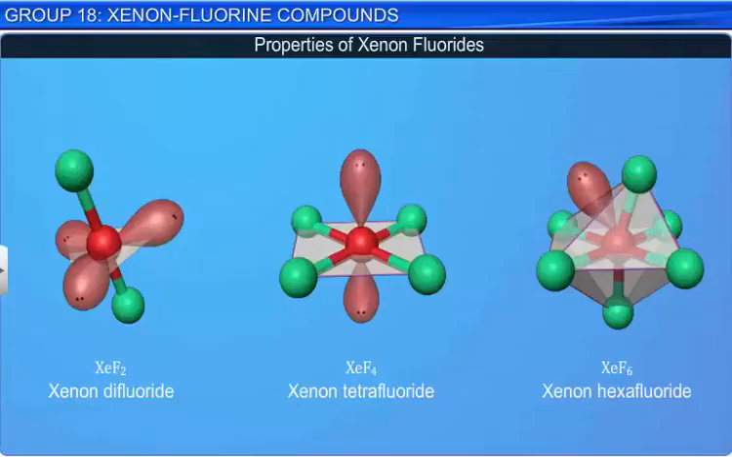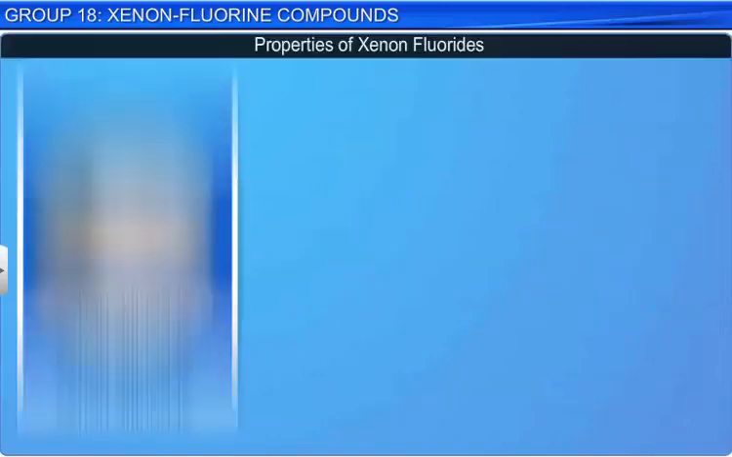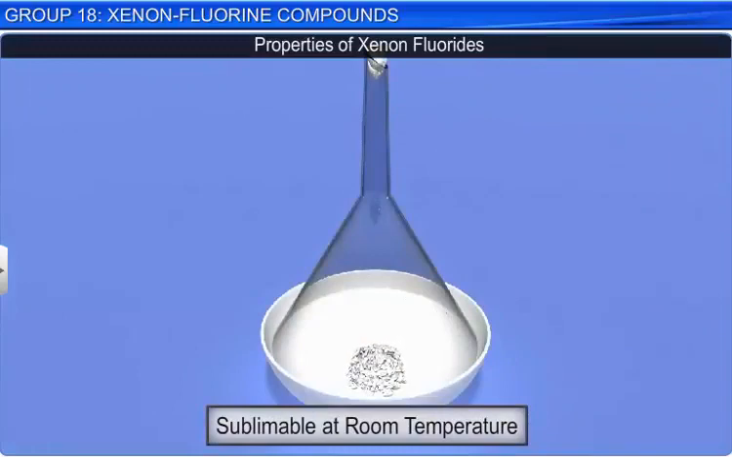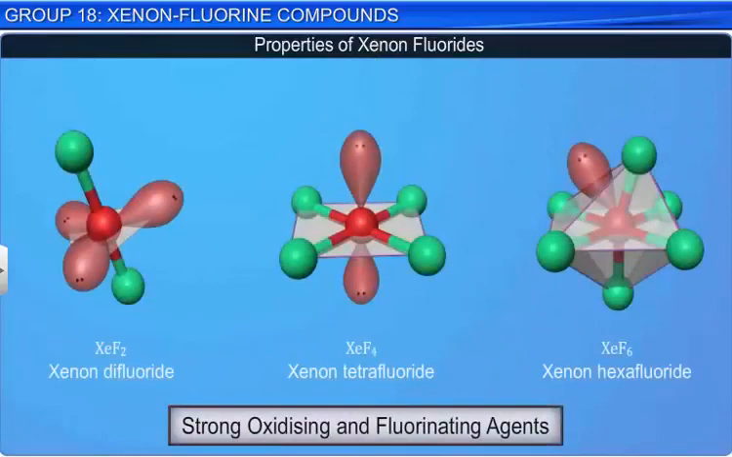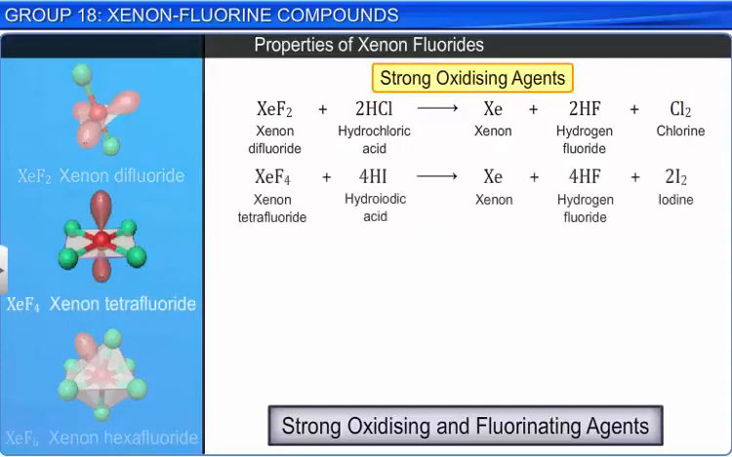Finally, let us study the properties of xenon fluorides. All the fluorides of xenon are white crystalline solids. They are sublimable at room temperature. They are strong oxidizing and fluorinating agents. For example, xenon difluoride oxidizes chloride ions to chlorine, while xenon tetrafluoride oxidizes iodide ions to iodine, as shown here.